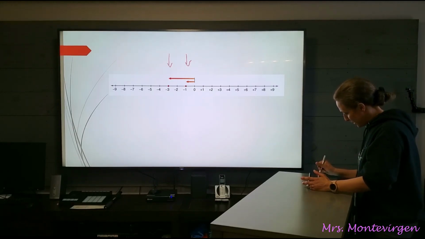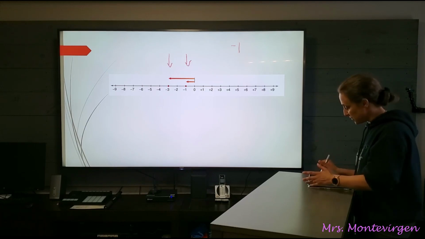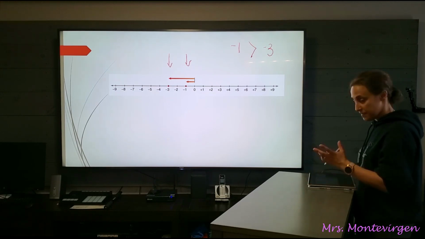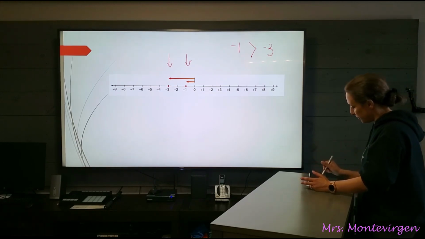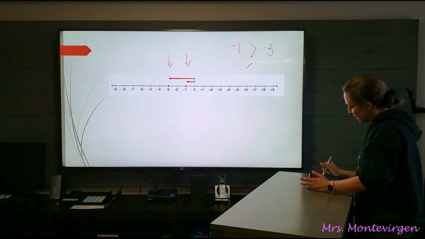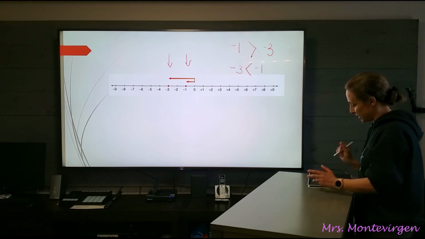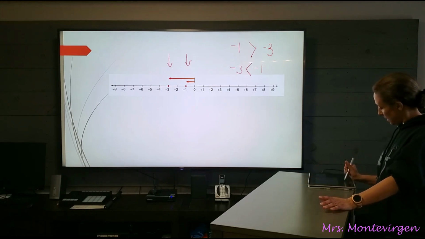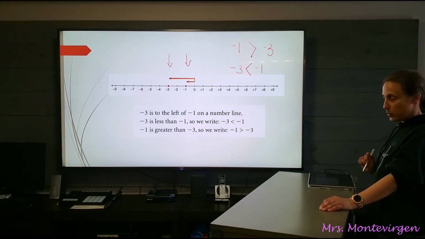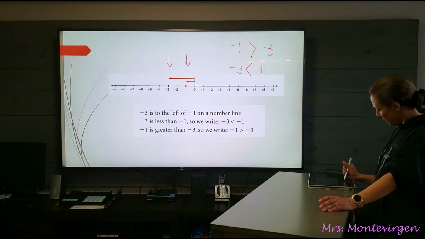All right, so I'm going to write it like this. My negative 1 is closer to 0, so it is larger than negative 3. And if I want to use my other comparative sign, I'm going to use the other way, and I'm going to say negative 3 is smaller than negative 1. And that's exactly what we have down here.